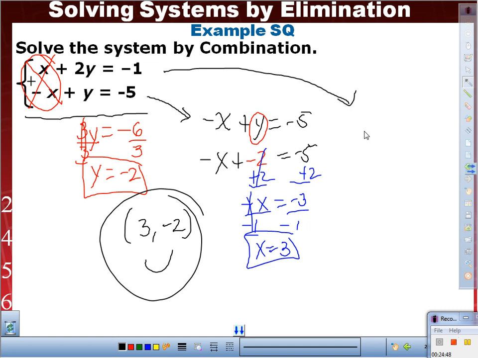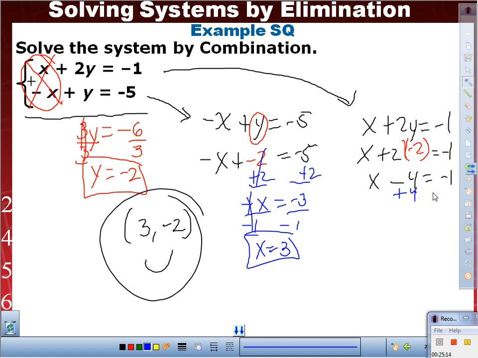Yes, question? Oh, to use the top one? All right, let me do that. x plus 2y equals -1. Instead of y, we said we're going to substitute what? -2. So we get x plus 2 times -2 equals -1. x minus 4 equals -1. Do you see where I got -4? 2 times -2 is what? -4. So from there, plus 4: x equals 3. Did it matter which one I used? No, I get the same thing, right? How are we doing?